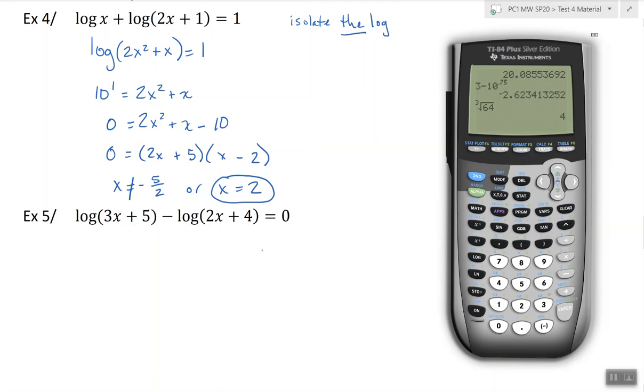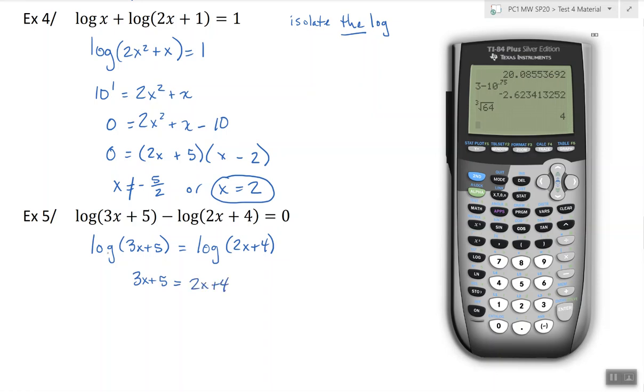Again, this is very similar to the one we had before. There is another method. We could go ahead and combine the logs by writing a single log and dividing the arguments, or I can simply rearrange this. So I have log of 3x plus 5 equals the log of 2x plus 4. Now, if you refer back to the property that we started this lesson off with, if you have two logs of the same base that are equal, then it follows that the arguments are equal.